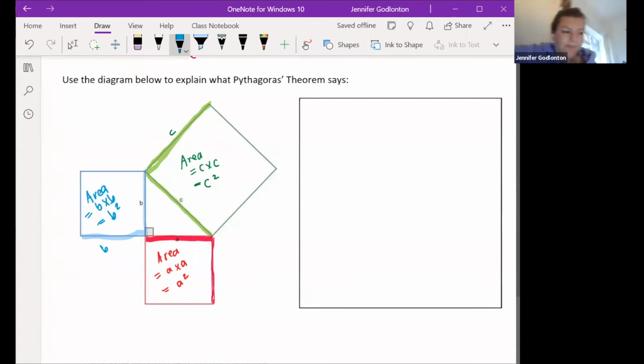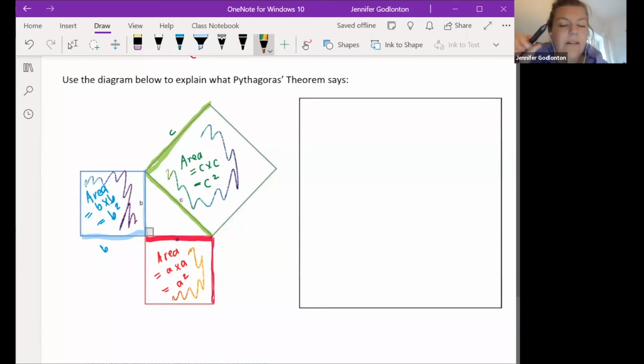Pythagoras said that he thinks that something is true, and then they did lots of tests and found that in fact it is correct. His thought was that if I take the area of this blue square and add the area of my red square, it's going to equal the area of my green square. So the area of my blue square, b squared, plus the area of my red square, a squared, is going to equal the area of my green square, which is c squared.